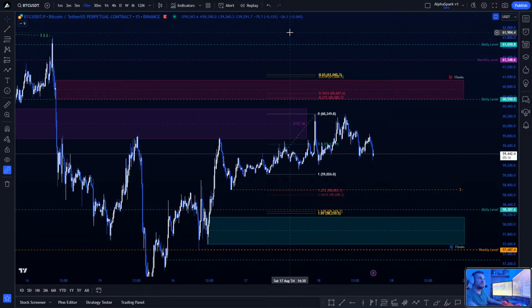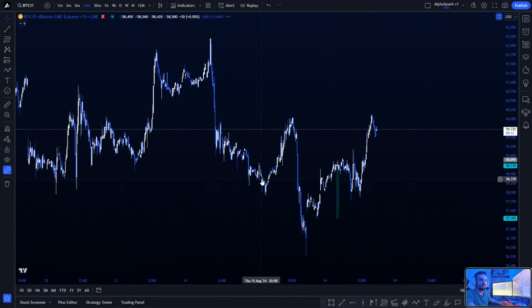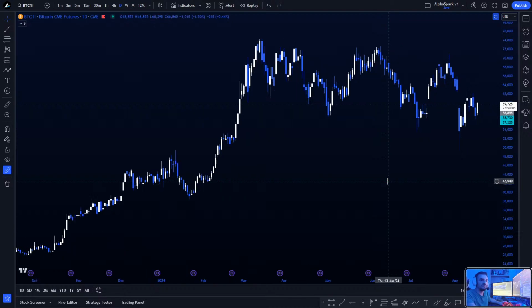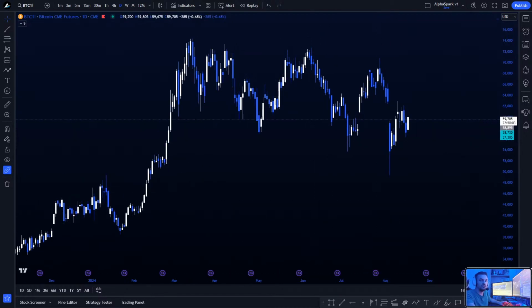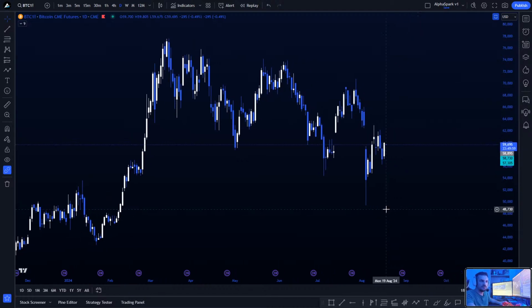Okay, now let me just take a look at CME. Let me see if we have a gap. If we don't, what did we do? What didn't we do? Okay, we filled this gap, which to me was the most important thing. That CME gap over there, this one.